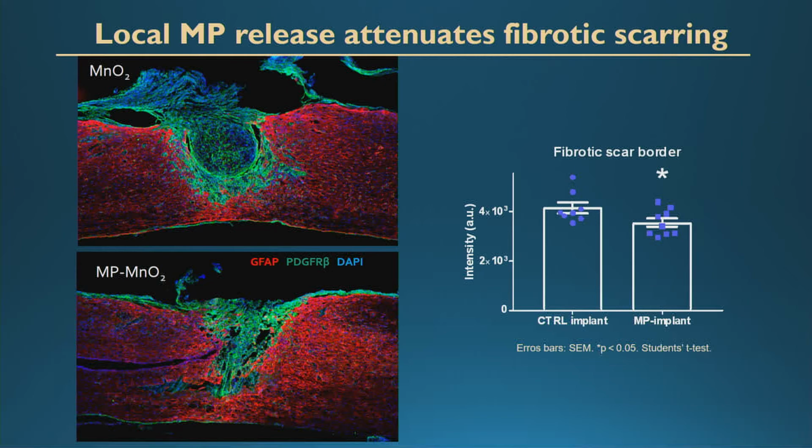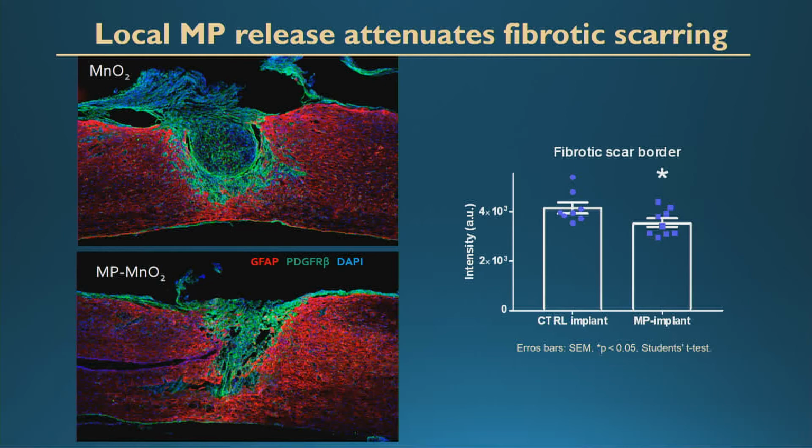So when the material was releasing methylprednisolone, we were seeing completely different fibroblasts in the lesion site. We tried to measure this by looking at the intensity of the fibroblasts here in the border, because in this case, it also looked like this border was more intense, and we saw a reduction in the signal of these fibroblasts in the group with methylprednisolone.